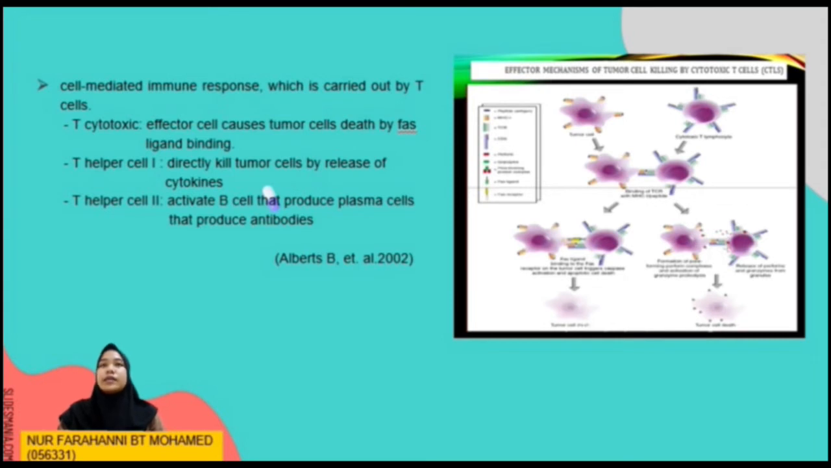T helper cell 1 will directly kill tumor cells by releasing cytokines that activate the death receptor on the tumor cell surface. Meanwhile, T helper cell 2 will activate B cells that produce plasma cells that produce antibodies. The antibody recognition of antigen on the tumor cell will result in tumor cell death by ADCC, opsonization, and complement activation. Through all these immune cell mechanisms, it will inhibit tumor growth.